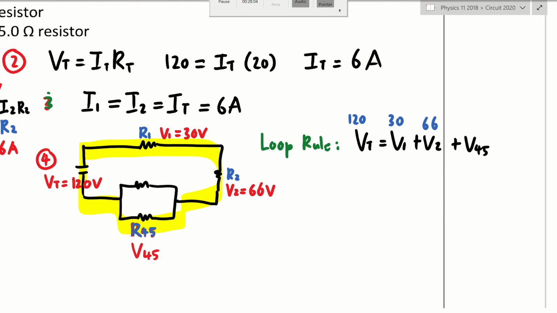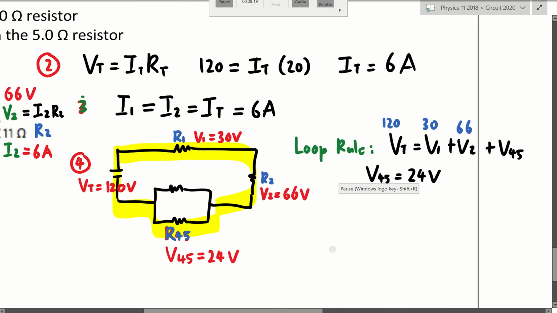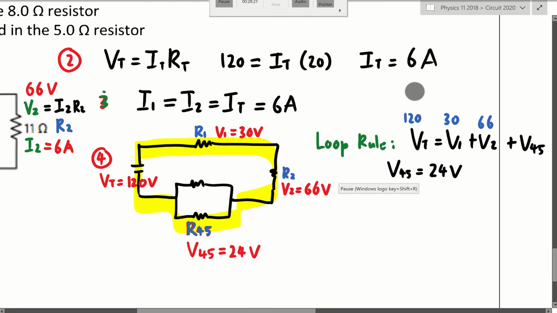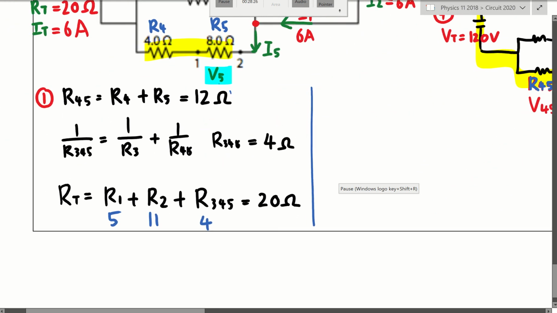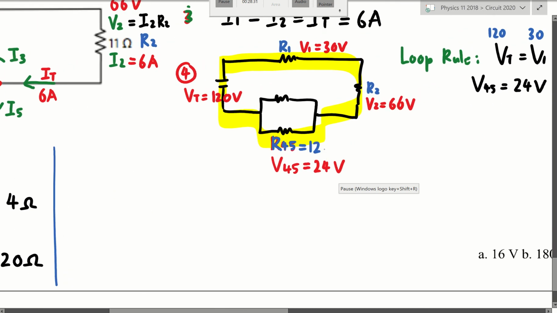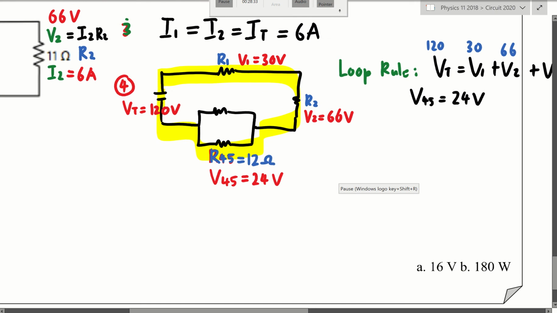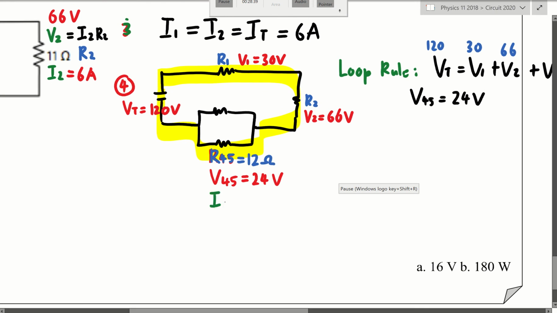V45, the voltage drop on 4 and 5 combined, turns out to be 24 volts. Okay, so here the voltage drop is 24 volts. Now, R45, if you remember, is this one. It's 12 ohm. This is 2 out of 3 things. That means I can actually figure it out.